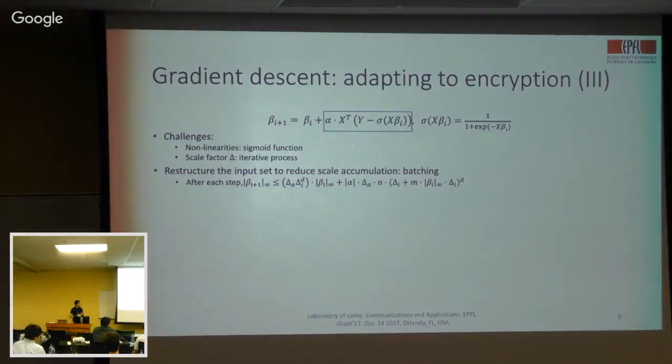Third, what we can do is also restructure the input set in order to reduce the scale accumulation by batching this set. As we can see, M, the number of covariates, is the factor that has the most impact, because it's the one that gets exponentiated by E.